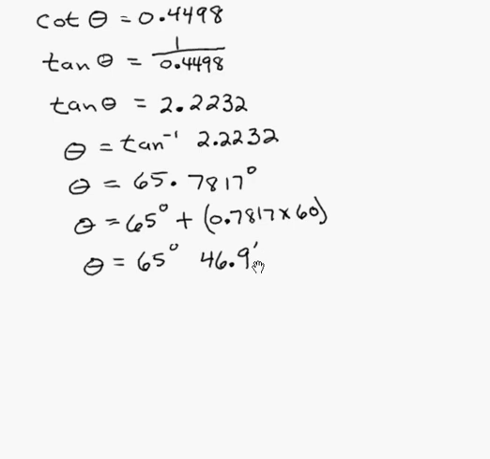If they want it to the nearest second, this would be 65 degrees, 46 minutes. I would take the 0.9 times 60 to find out how many seconds, but that's not what they asked for in this case. They wanted the nearest minute. So 46.9 minutes rounds off to the nearest minute as 65 degrees, 47 minutes. So that's the whole process of going backwards to find out what the angle is.